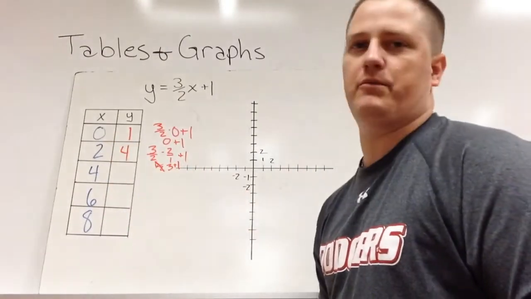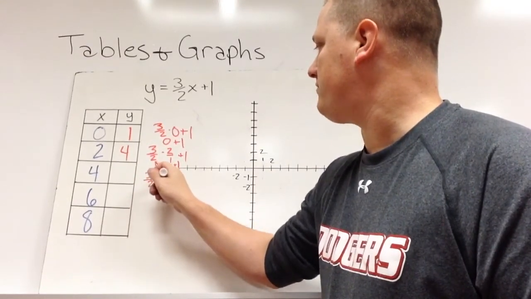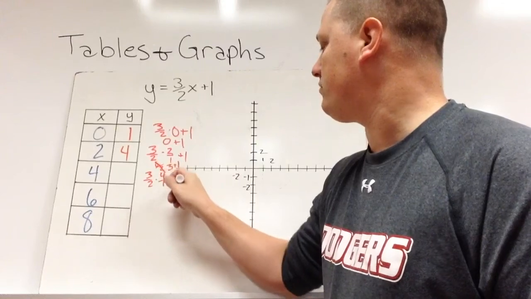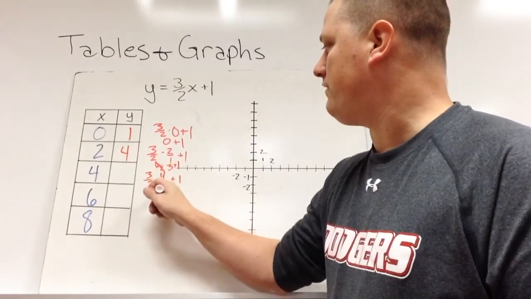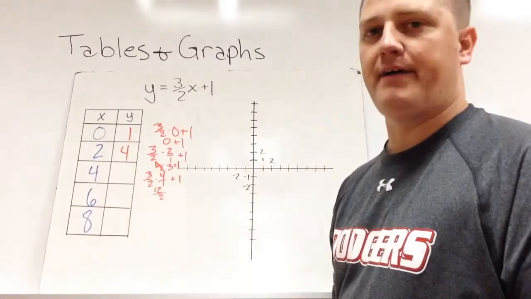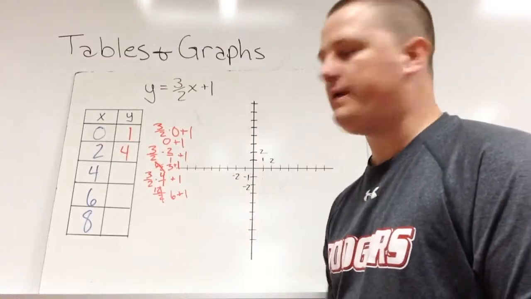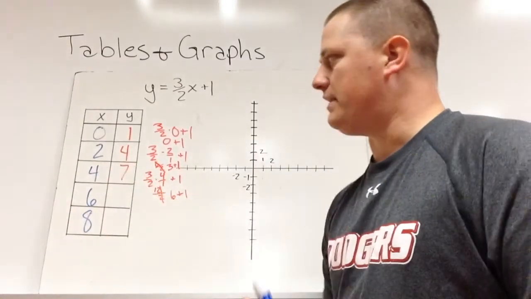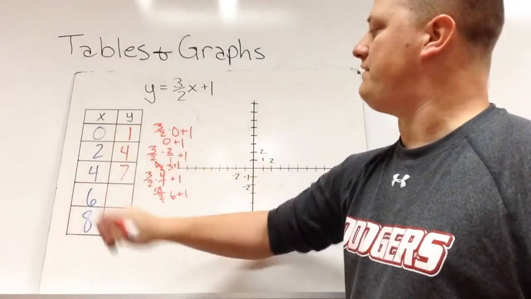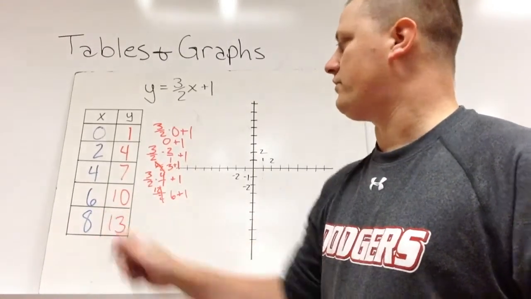We're going to do the same thing with the 4 now. So 3 over 2 times 4 over 1 plus 1. 3 times 4 is 12. 2 times 1 is 2. 12 divided by 2 is 6. And then we're going to add 1 to it. We get 7. Notice the pattern. 1, 4, 7. Looks like it's going up by 3's. There's 10. And there's 13.